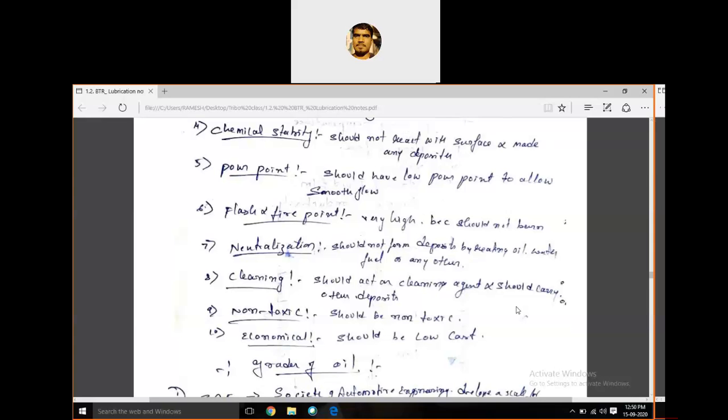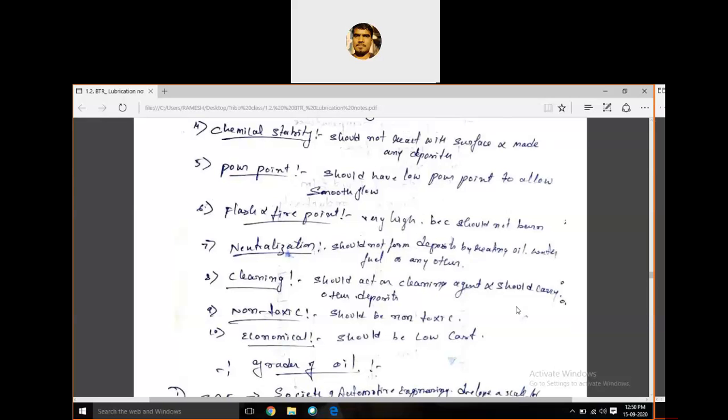So next point is cleaning. It should act as a cleaning agent, which means it should carry the heat, and along with that it also carries the foreign particles or contaminants which are present between the two meeting surfaces. It should carry out those particles from the operating zone to outside.